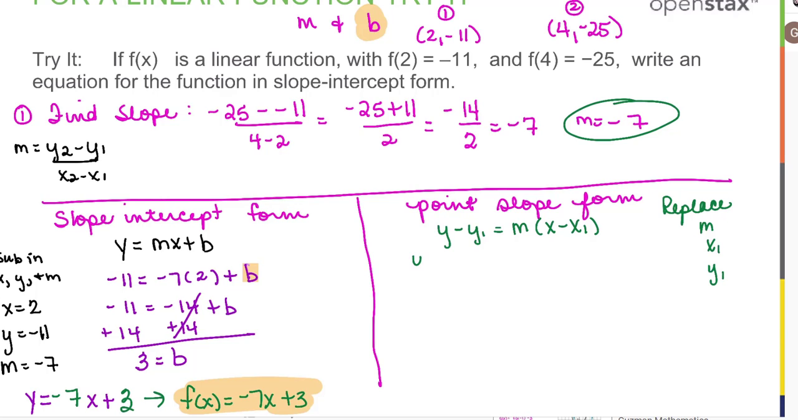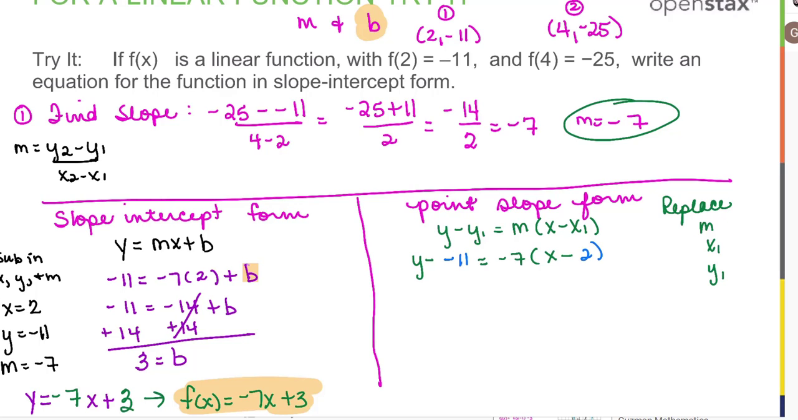So we have y minus. Now, which one do we want to use? We'll just go ahead and use the same point, just so you can see, use the same point and get the same answer. So we're going to use this right here. So y1 was negative 11 equals m, which is negative 7, parentheses x minus x1, which was 2.